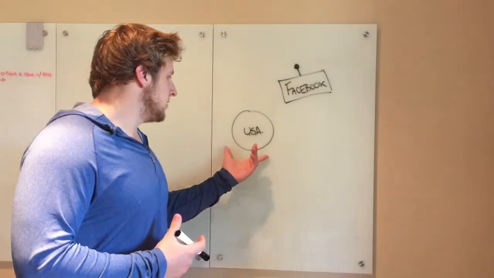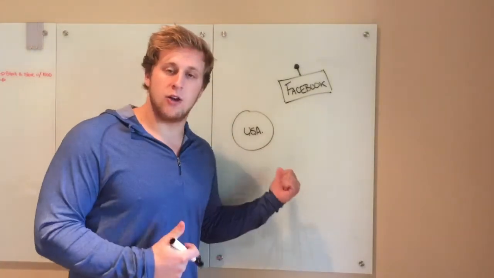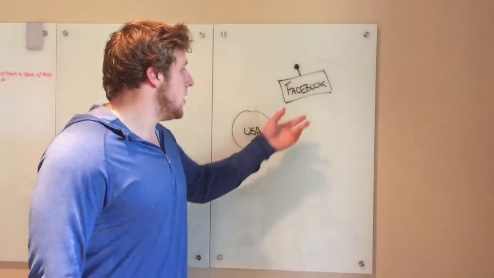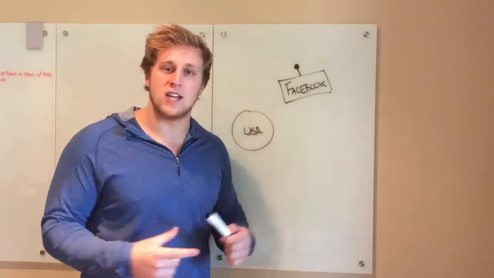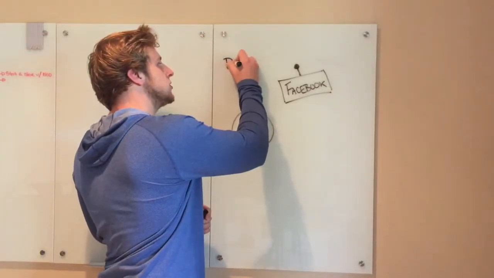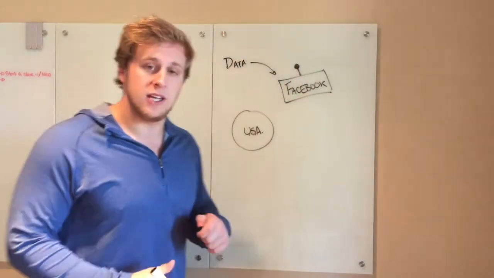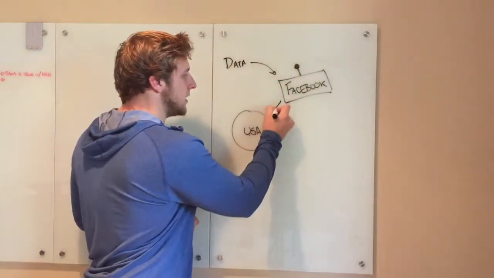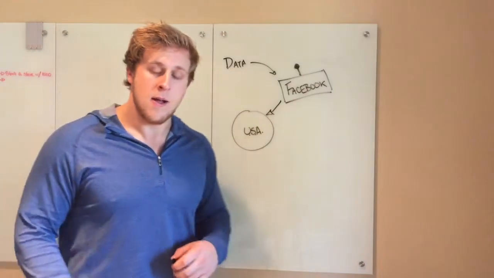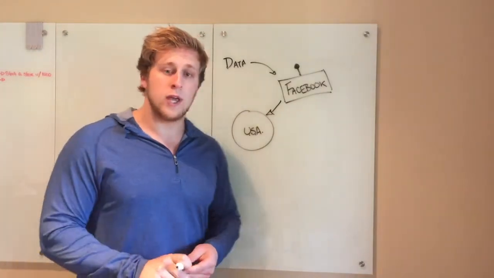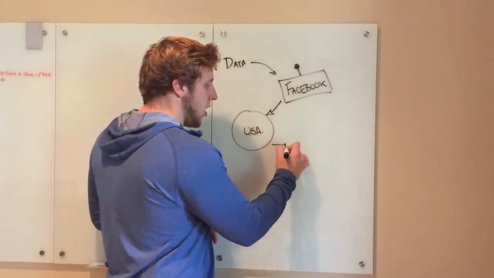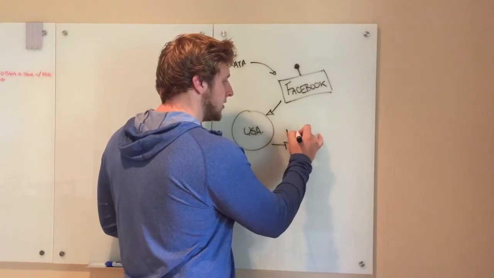Okay, so this is the USA. This is every single active user in the USA. Now we go to Facebook and we say, hey Facebook, I'm gonna give you some data, and we'll talk about what this data is in a short time. I want you to take that and apply it to the USA and create an audience for me. So we can create lookalike audiences on a 1 to 10% level, okay?